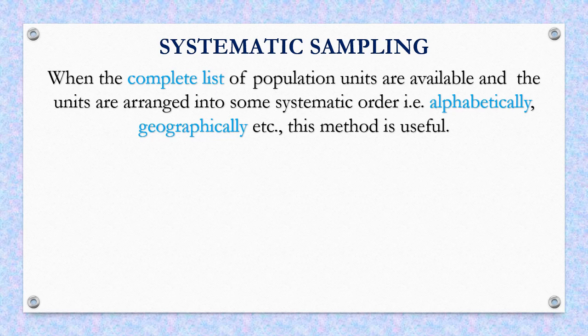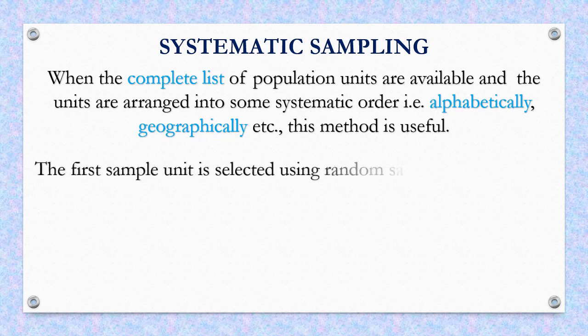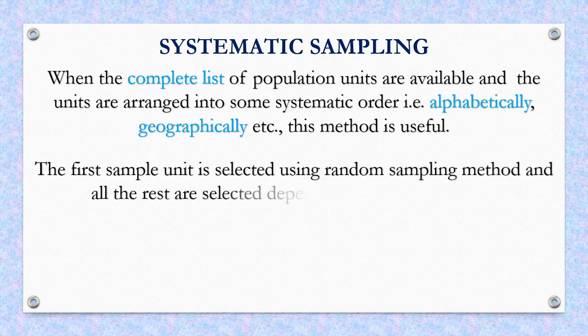But the specialty of this method is that the units should be arranged in some systematic manner. That means even if the data is raw and has not been arranged properly, we may need to arrange it in some system to use this systematic sampling method. The first sample unit is selected using a random sampling method, but all the remaining sample units are taken depending on the first sample itself.